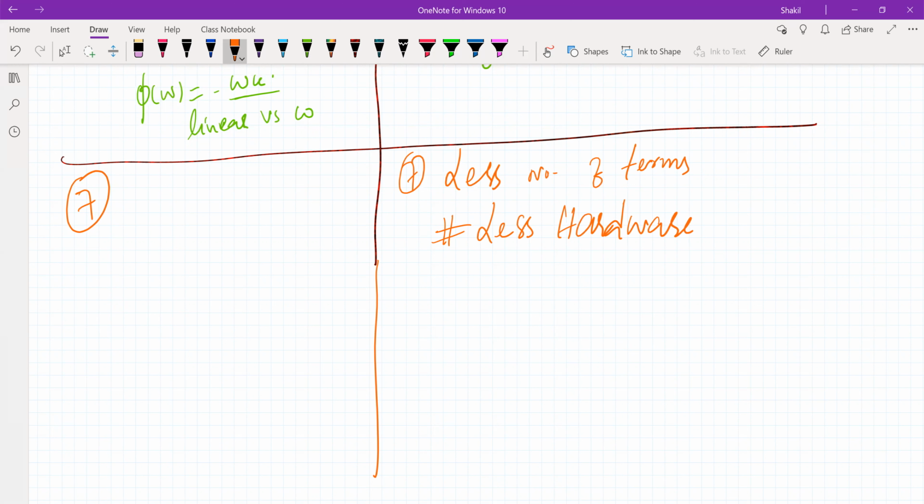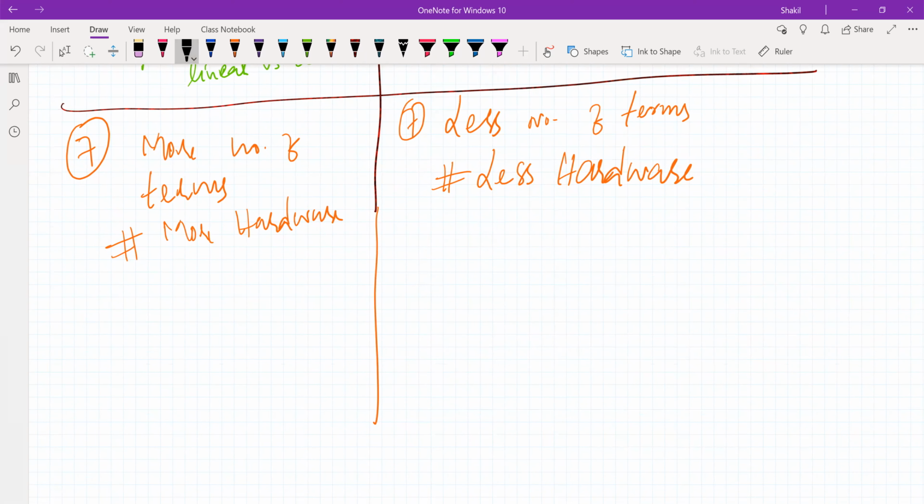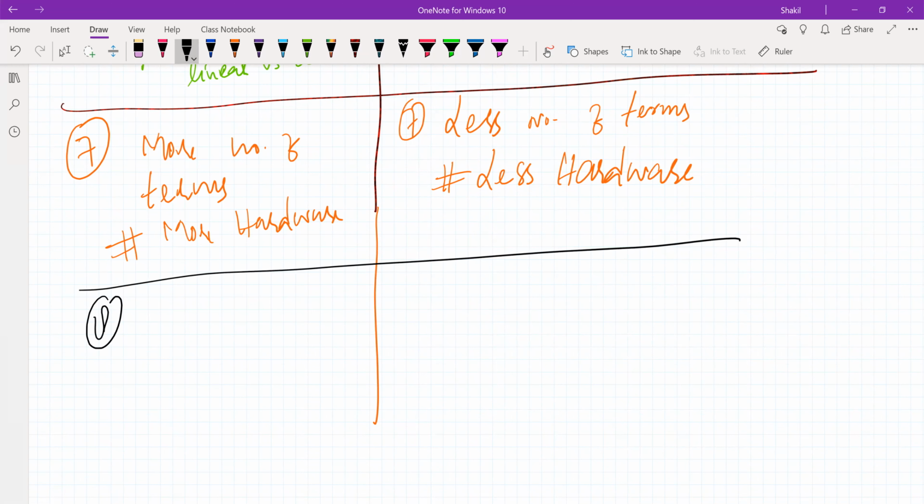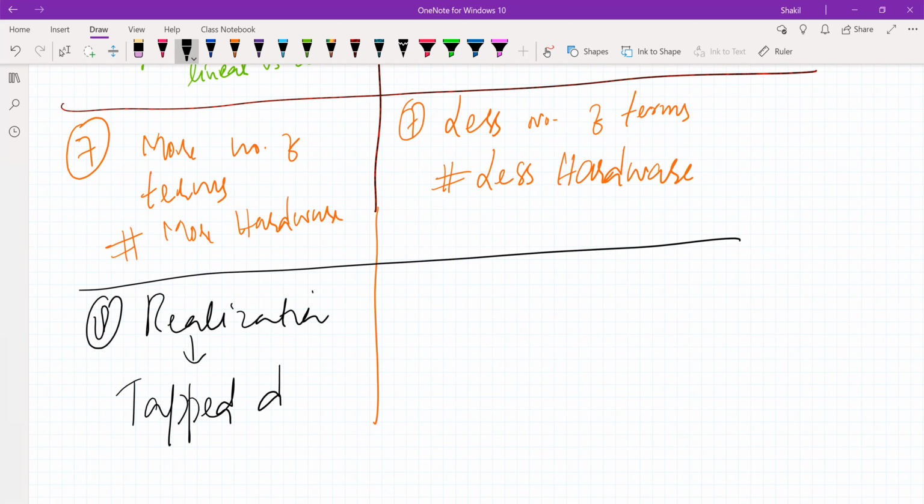So more terms will be used in FIR systems to get the same desired response that you obtained with IIR systems. So in other words, more hardware. We saw the realization of these systems in the last class, if you remember. We have already done the realization part. And in this we learned the tap delay form realization, if you remember that.